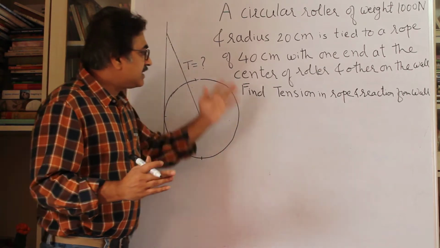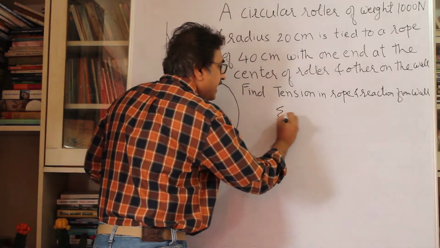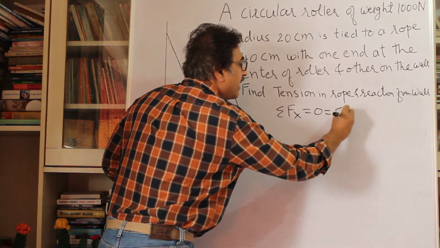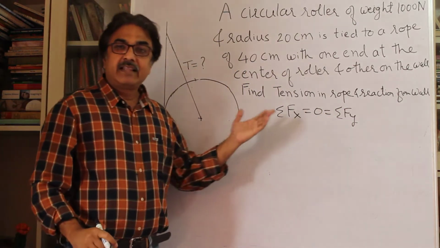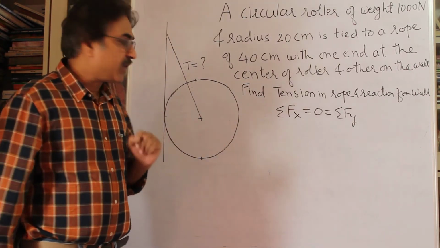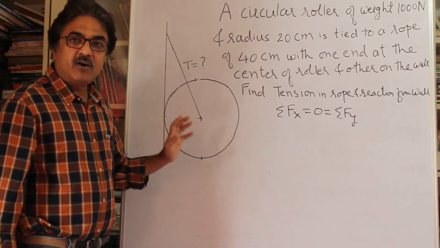And then, since the system is under equilibrium, right, you can immediately say that sigma Fx is equal to 0 and sigma Fy is equal to 0. Unless that condition is satisfied, the body cannot be under equilibrium. Okay. So let's consider how many forces are acting on this body.